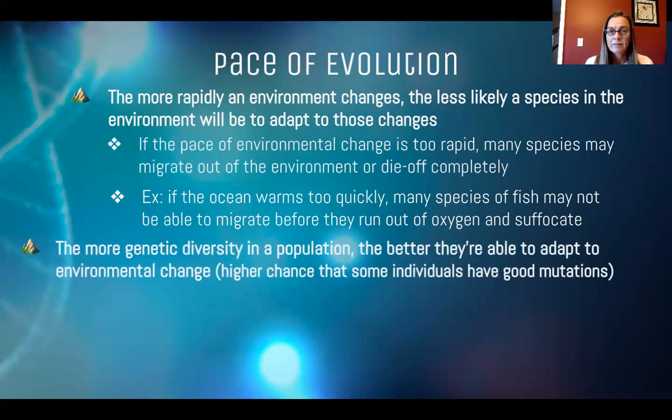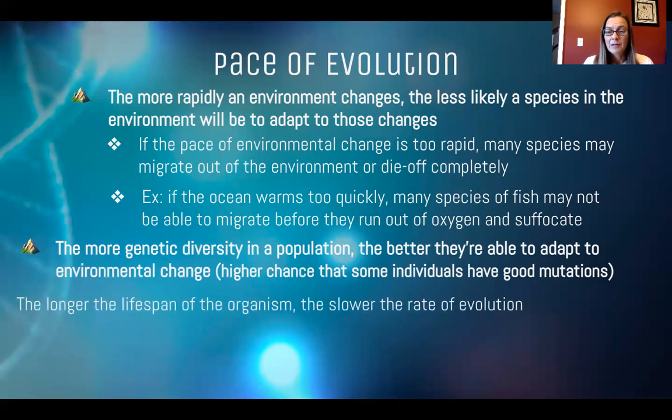The more genetic diversity in a population, the better they're able to adapt to environmental change, because we have a higher chance that some individuals are going to have those advantageous adaptations, those good mutations. So when we have a bottleneck effect, it makes that population less likely to survive the next change.